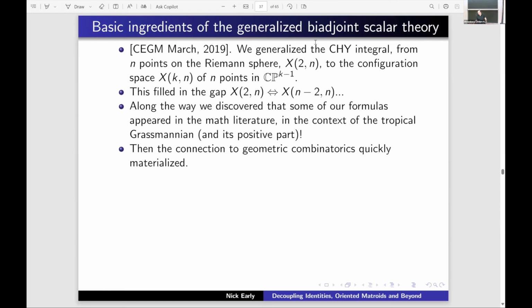So we generalized the CHY integral to X(k,n), and filled in the gap. And hence comes the connection to the math literature. There's a very exotic object in math called the tropical Grassmannian, and in particular, a certain positive part of it. Once we had seen that, then we could dig through the math literature and really gain a lot of information into these amplitudes.